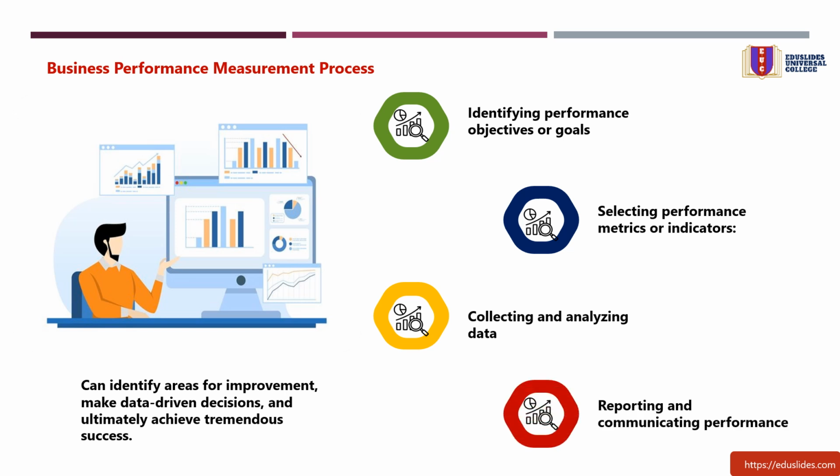4. Reporting and communicating performance. The final step is to write and share the report with stakeholders. This could involve creating performance dashboards or reports that provide insights into performance trends and areas for improvement, or presenting performance data to senior management or external stakeholders.